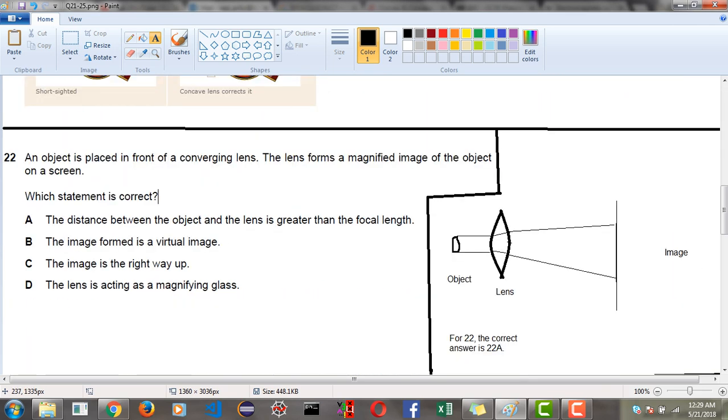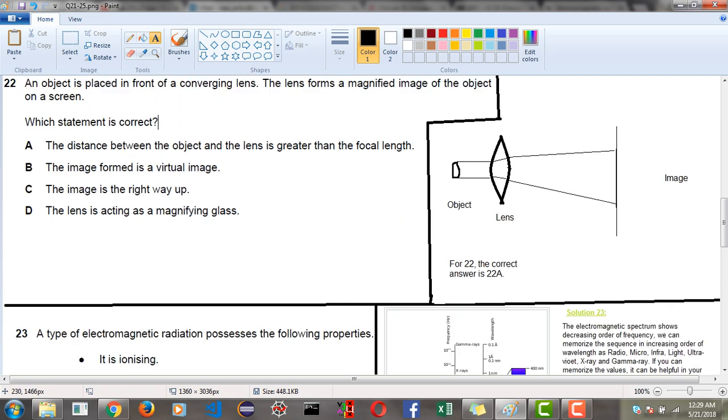Let's move to question 22. It asks us, an object is placed in front of a converging lens. The lens forms a magnified image of the object on a screen. Which statement is correct? This is again a straightforward question, and if we draw the image we will have it like this, and the correct answer will be A. The distance between the object and the lens is greater than the focal length.